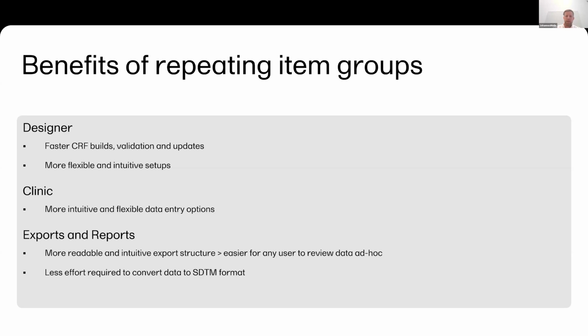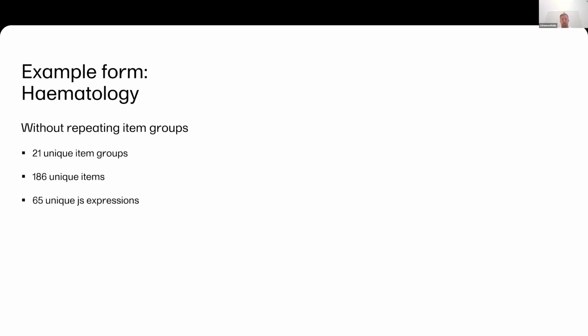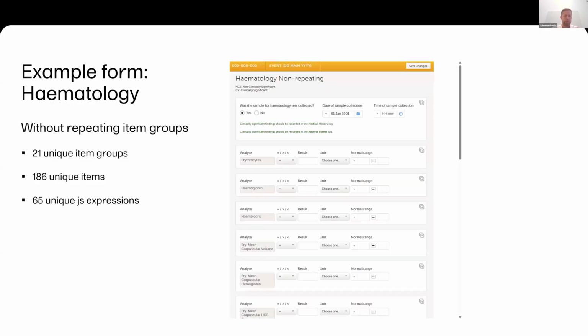So let's take a look at the sample form. Before I move into the system, I'm just going to show you a couple of metrics. This is actually from a real study, or not from a real study, but from a template study of ours. So it's a real design. The old way of designing this form would mean setting up 21 unique item groups and 186 unique items. And you can see in this image here that we have a lot of items and a lot of item groups.